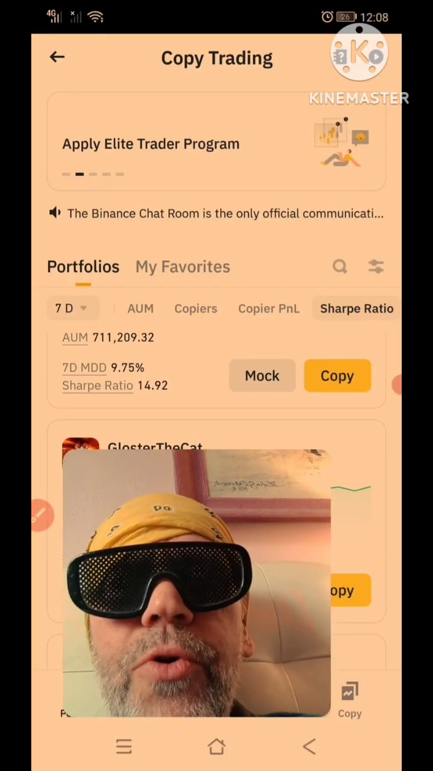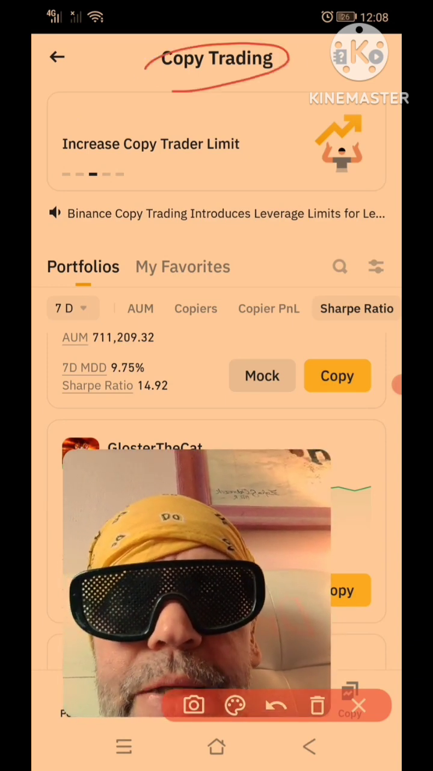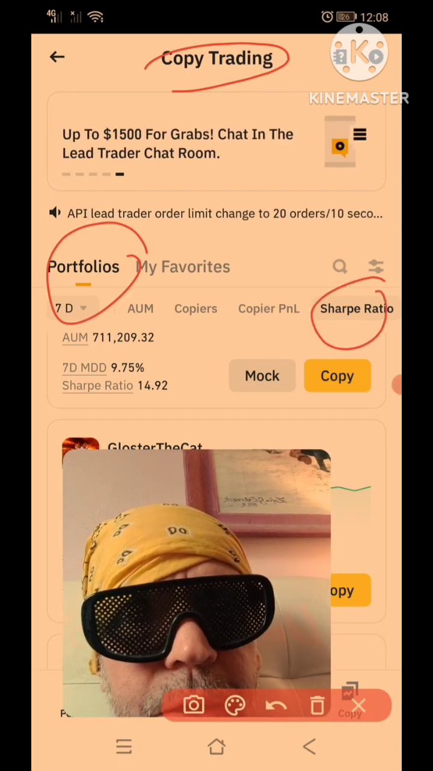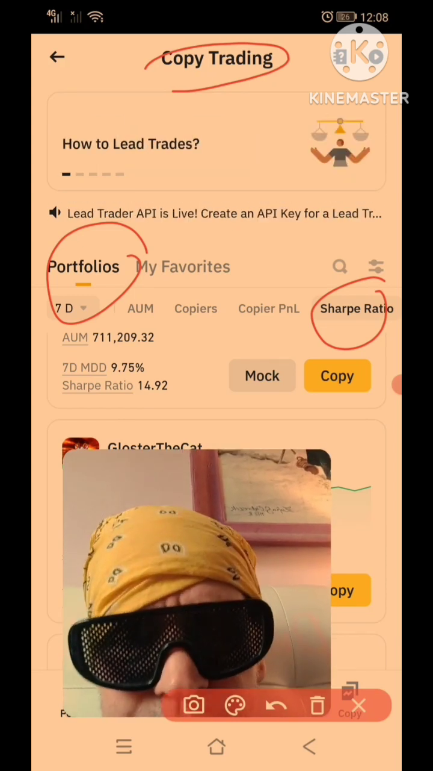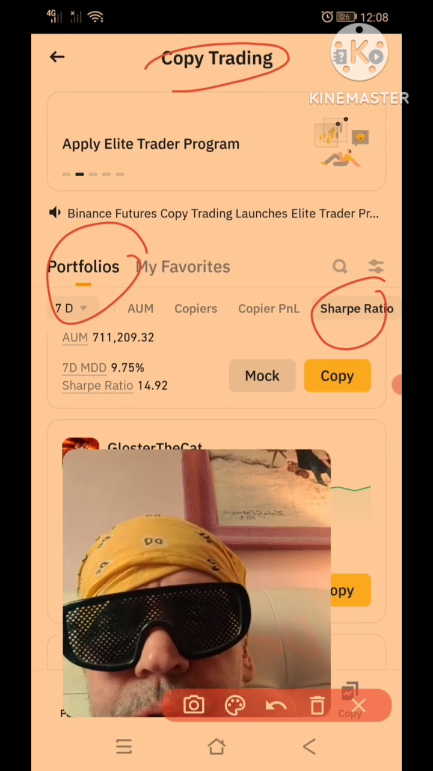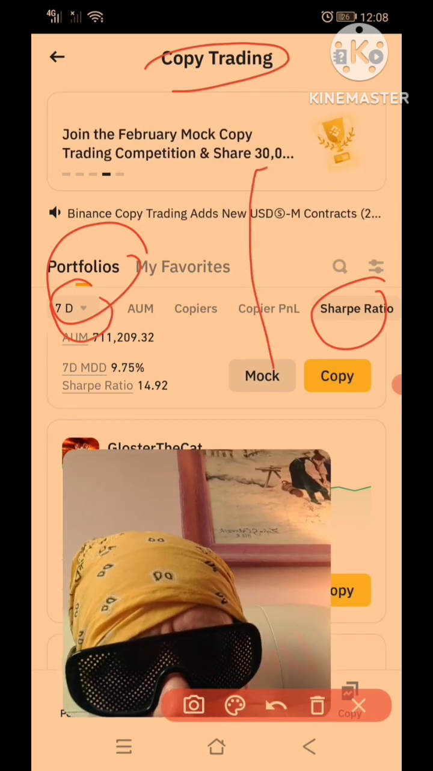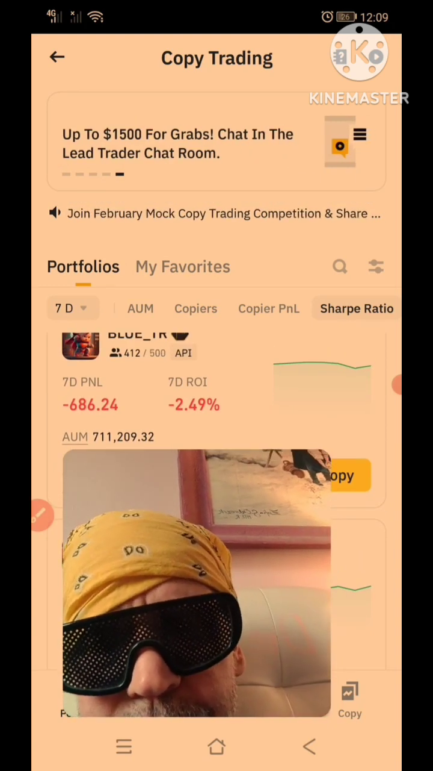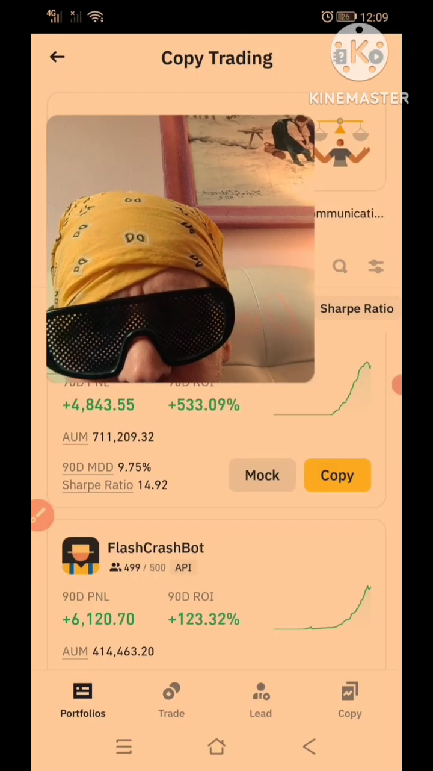For this, we go to portfolios, and we are here in the copy trading menu of Binance. We go to portfolio, and here we click on Sharpe ratio. That's new, this criterion on mobile. It was on computer, and it's the most important criterion, Sharpe ratio. And then here we have the performance of the last 7 days. This is nothing. We must go to 90 days filtering.